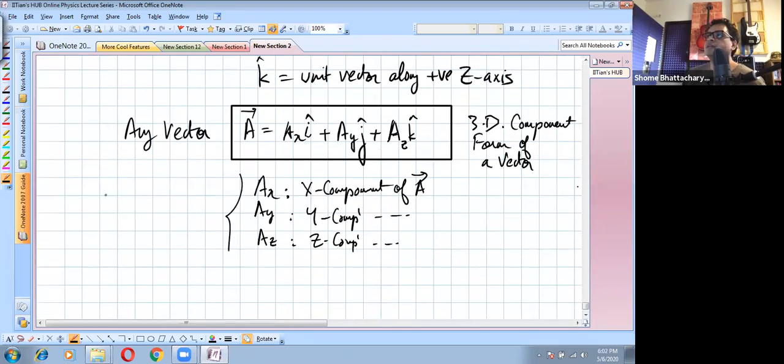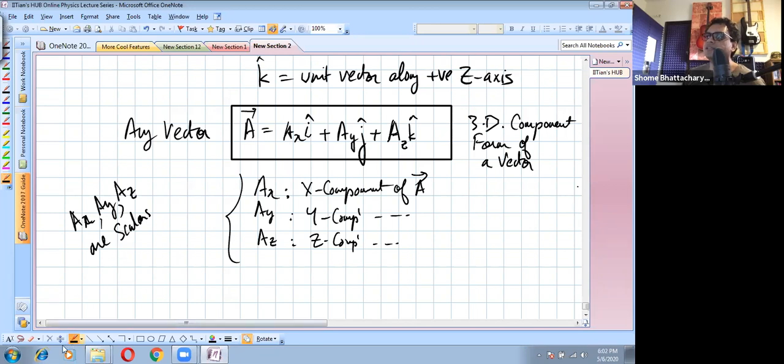Now, as usual, you know that these quantities AX, AY, and AZ are scalars. They are just numbers. It's the thing with the direction is I cap, J cap, and K cap. So AX is just a number. It's multiplied with the unit vector, so it becomes a vector. AY is multiplied with the unit vector J cap, so it becomes a vector along the Y axis. And AZ is multiplied with K cap, so it becomes a vector along the Z axis. And the sum of those 3 vectors is nothing but the vector A.